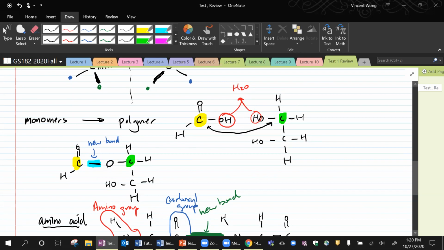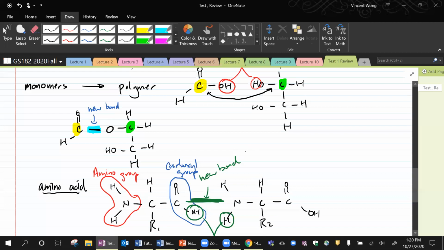And between the amino acids, it's like a peptide bond, right? Yes, between the amino acids, this new bond is the peptide bond. Okay, thank you. No problem.